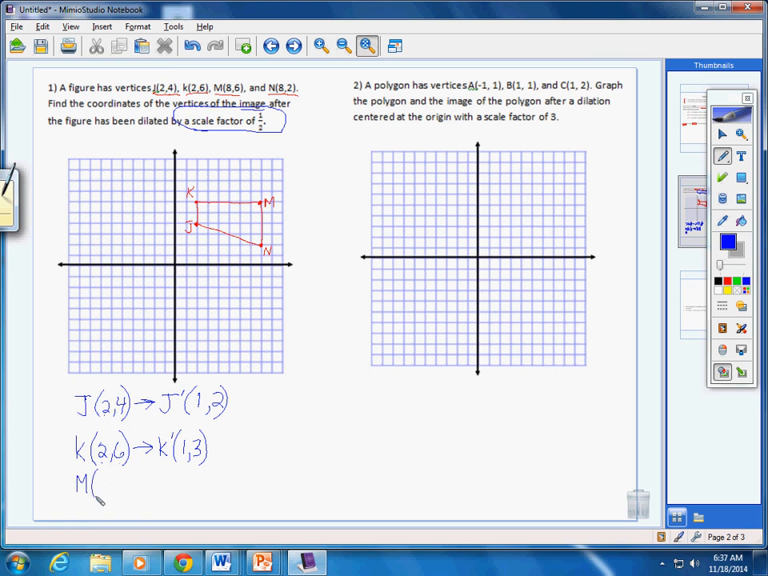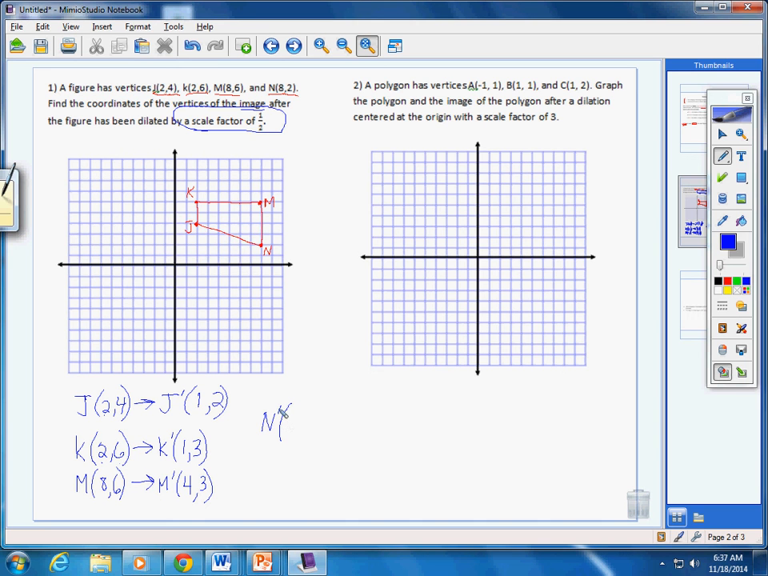M, which was 8, 6. I should have written these down before I started the video. Sorry about this. So 8 times 1/2, so M prime is going to be 4, and 6 times 1/2 is 3. And we'll do N prime right over here.